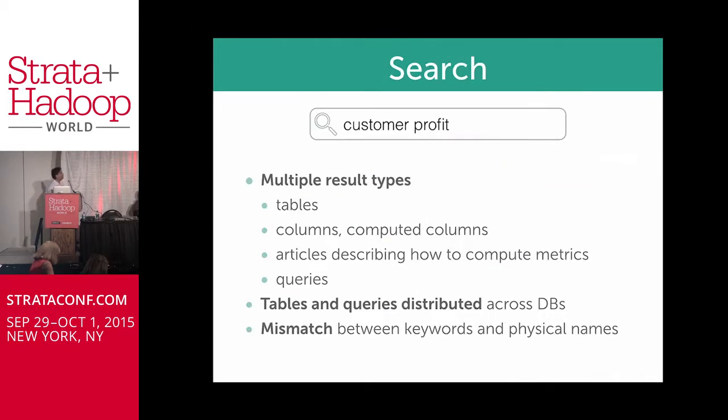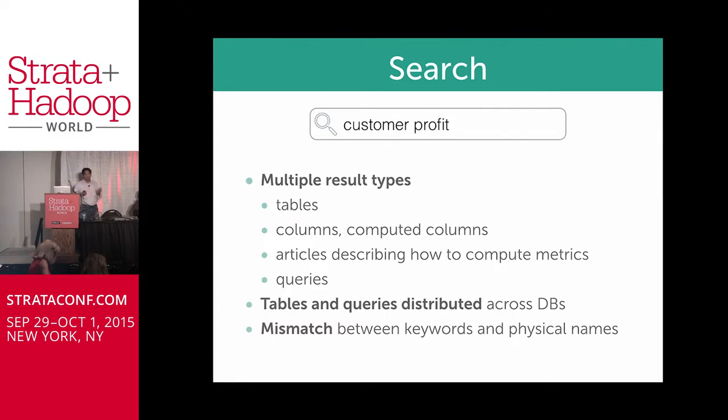So let me drill down into a few of these steps. Search, what do we mean by that? So going back to top 50 US West Coast customers, suppose I assume it's by profit, ordered by profit. I'll start with a search as customer profit, and I would expect results coming back. And the results could be of multiple types, could be relevant tables that contain customer data or profit data.